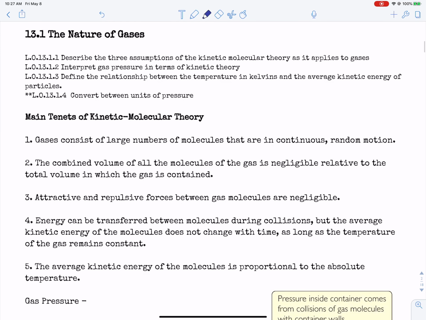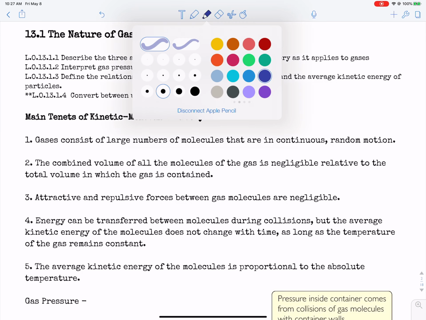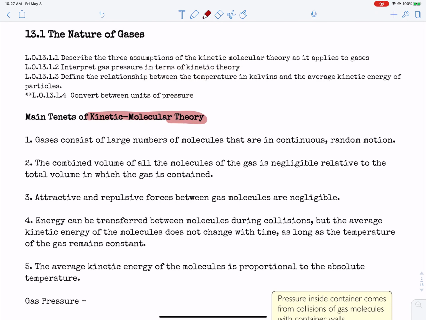So the nature of gases here, we will start with looking at something that's called the kinetic molecular theory, KMT. And when you are doing your claim evidence reasoning, this is going to be a good place to find some evidence. This is basically, what do we say gases are? Gases consist of a large number of molecules that are in continuous random motion. The combined volume of all the molecules of the gas is negligible. Remember that word negligible, too small to make a difference. That's what that word means.